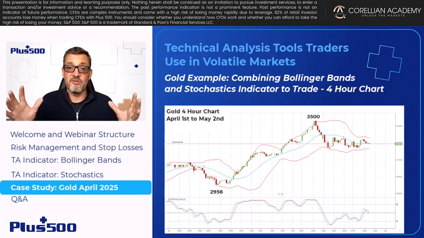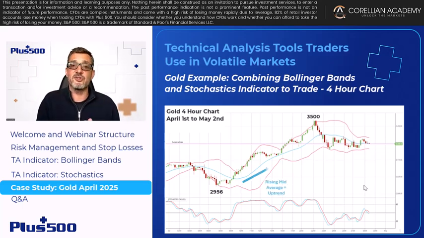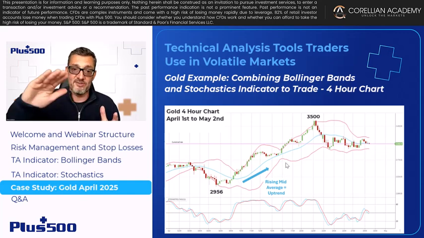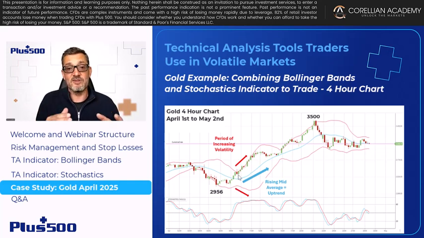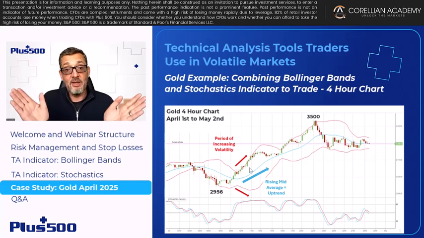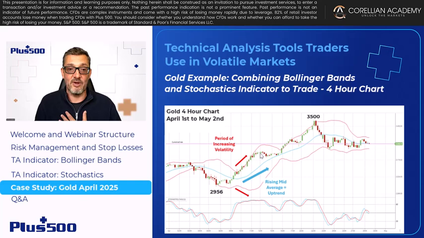In this example, I'm going to use the direction of the Bollinger mid-average to establish the price trend. And as you can see from the chart on screen, the Bollinger mid-average is rising, telling me gold is in an uptrend. I'm also watching to see if the bands are widening, reflecting increasing price volatility within that trend, which may suggest a more extended move in the gold price. In this example, they do widen, reflecting increasing positive volatility within the uptrend.